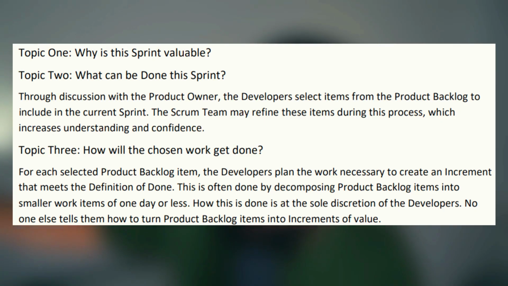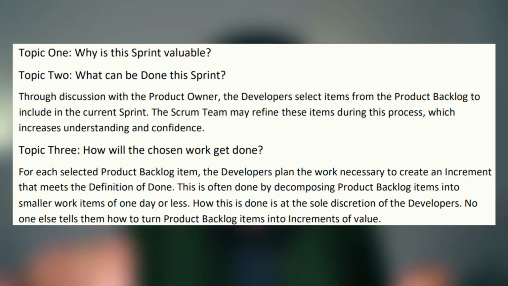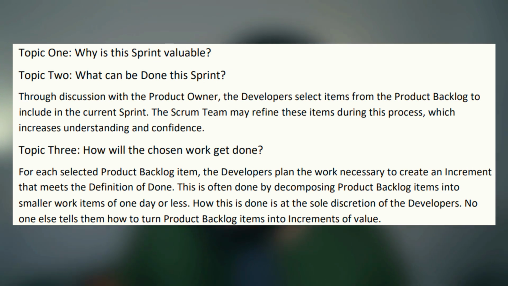For each selected product backlog item, the developers plan the work necessary to create an increment that meets the definition of done. This is often done by decomposing product backlog items into smaller work items of 1 day or less. How this is done is at the sole discretion of the developers. No one else tells them how to turn product backlog items into increments of value. It's pretty clear. The developers, the development team, they do the planning, not the product owner, not the Scrum Master.